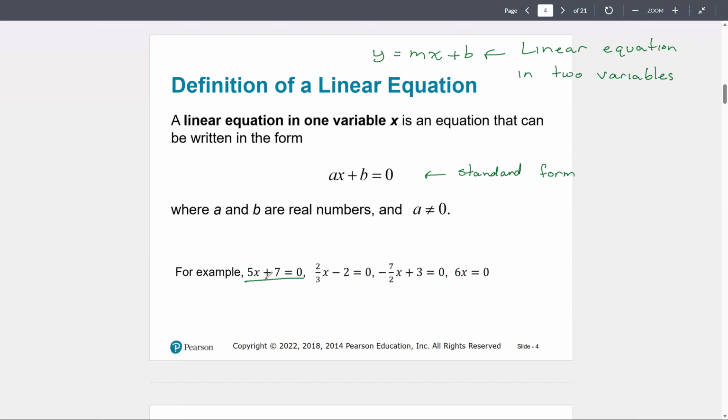So examples of this would be 5x plus 7 equals 0, or 2/3 x plus minus 2 equals 0, or -7/2 x plus 3 equals 0, or it simply could just be 6x equals 0, because nobody said b couldn't be 0. We were just saying a couldn't be 0. So this one is still fine.